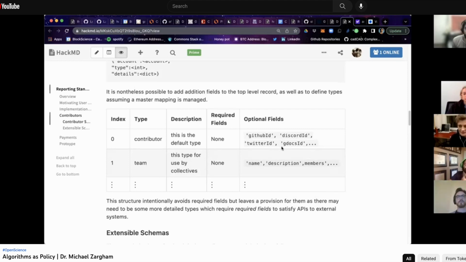But if you're actually contributing in a network that provides people the opportunity, I might need to include my GitHub ID or a Discord ID or a Twitter ID or GDocs ID, because these are the platforms I'm interacting in. So if someone wanted to validate that I contributed in a meaningful way, they probably need to validate that by the mapping between the address that I'm using to receive payments, which is again my unique ID in the system, and the various modes or identities through which I would interact.